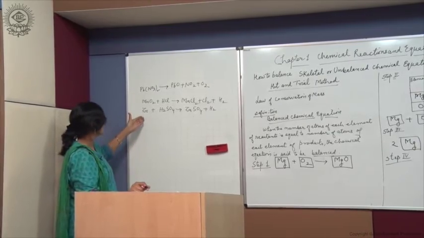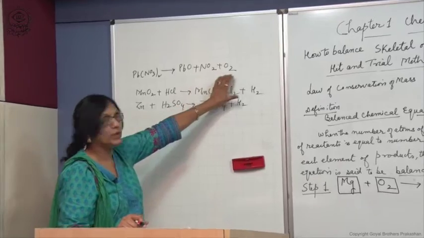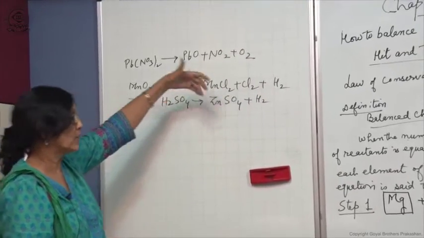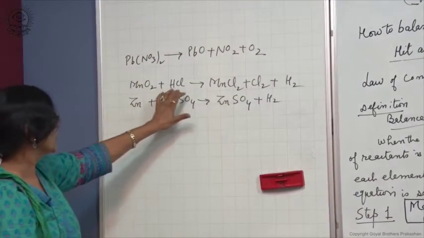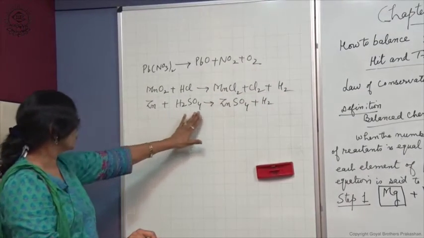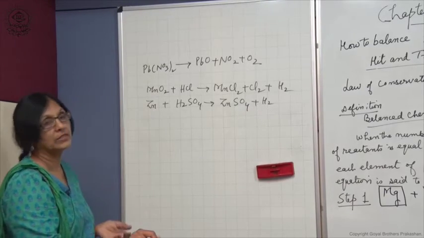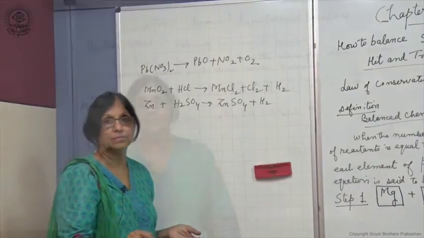So these are certain equations. Pb(NO3)2 gives PbO plus NO2 plus O2. You can balance it yourself for practice. MnO2 plus HCl gives MnCl2 plus Cl2 plus H2O. Zn plus H2SO4 gives ZnSO4 plus H2. So do the practice and balance these chemical equations.